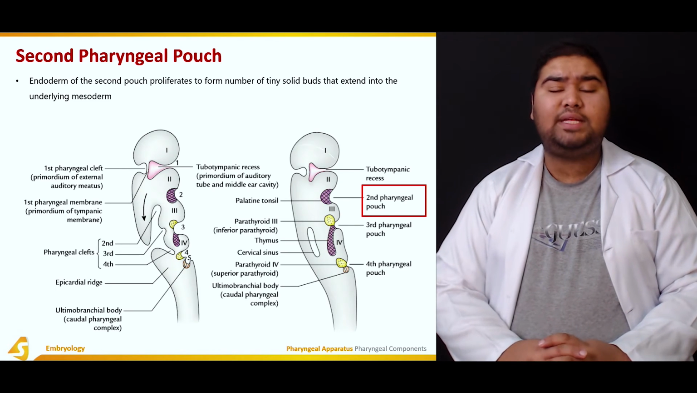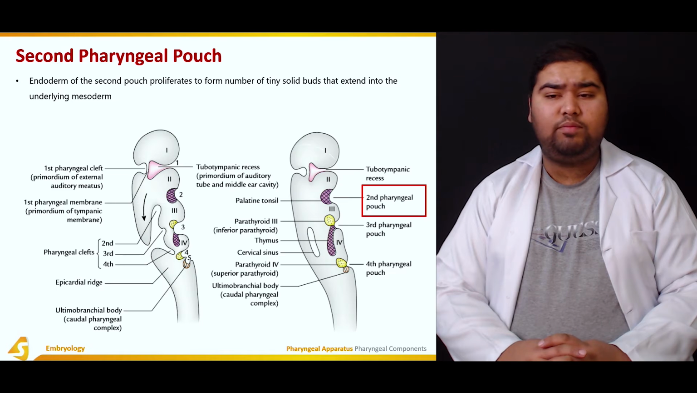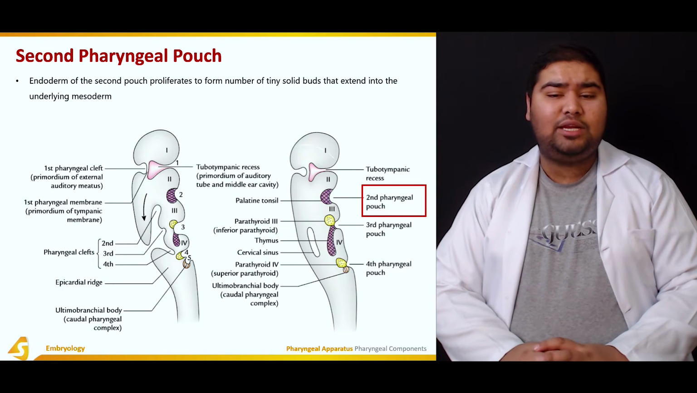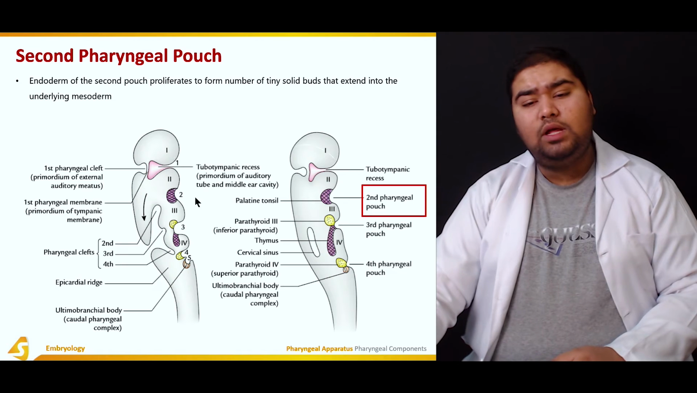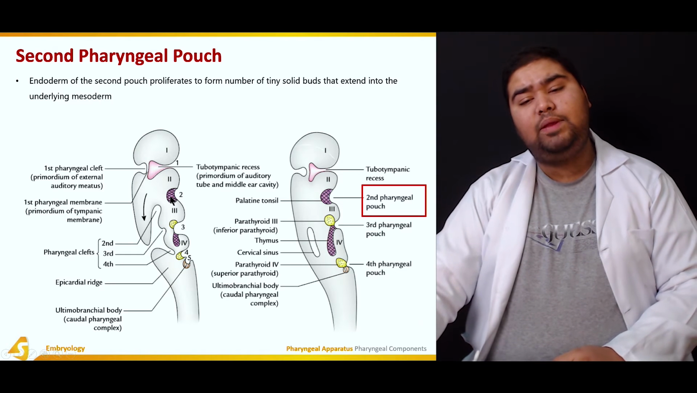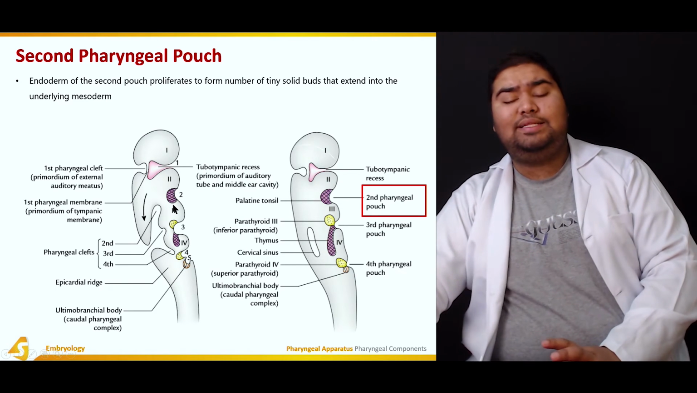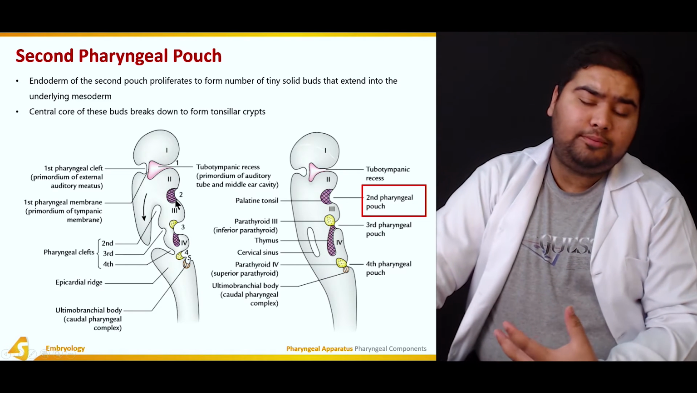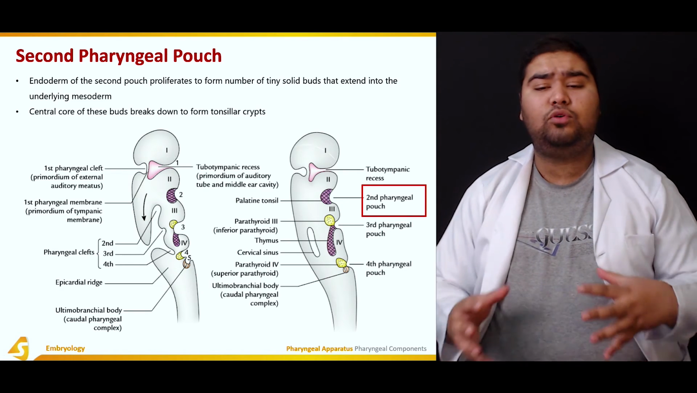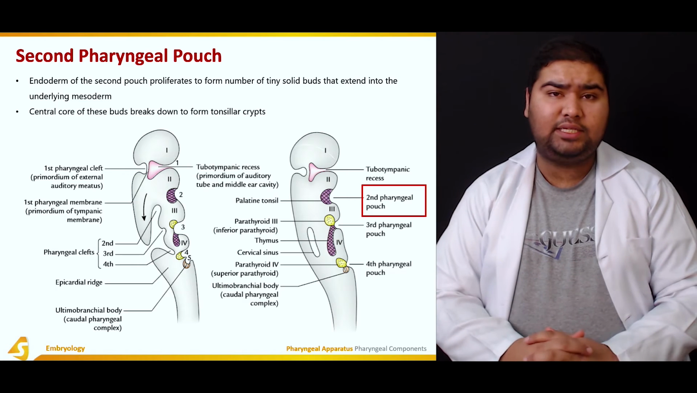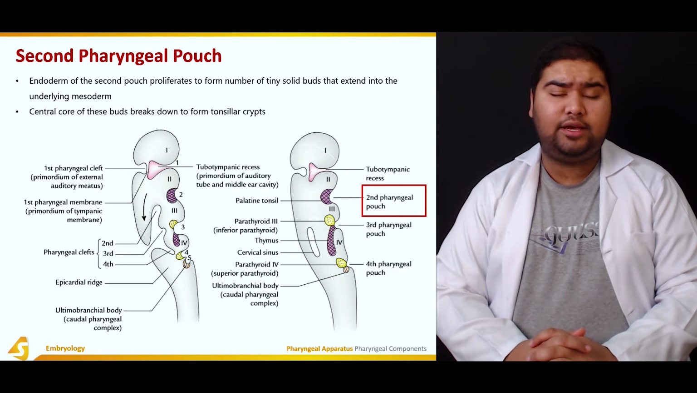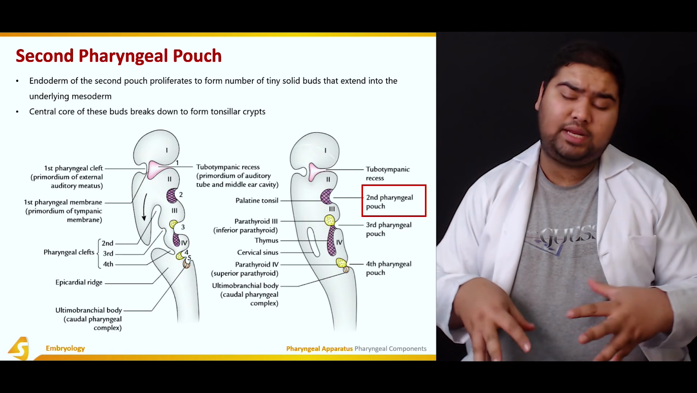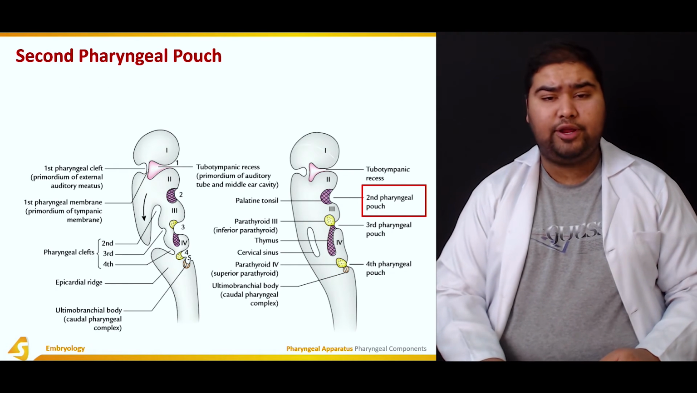So the endoderm of the second pharyngeal pouch proliferates to form a number of tiny solid buds that extend into the underlying mesoderm. These are small cells extending into the underlying mesoderm. Now the central core of these cells breaks down and helps in the formation of the tonsillar crypts.